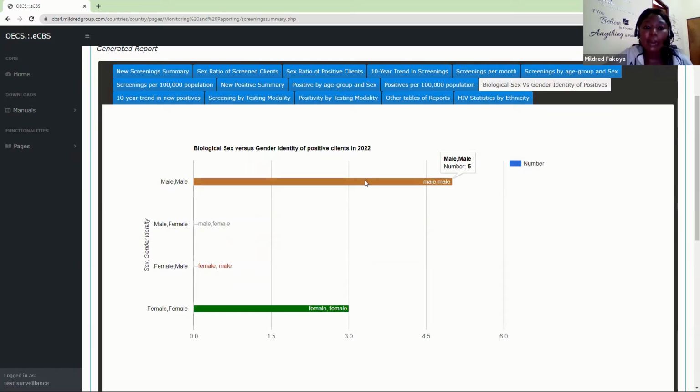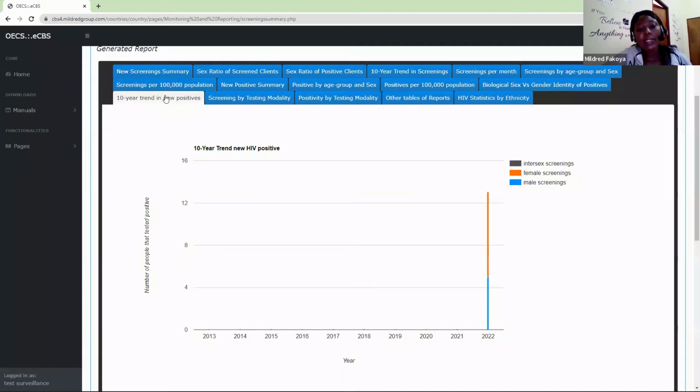So 5 of them who are positive were male and identify as male, and the females, 3 of them are females and identify as female. So if you have those who are male identifying as female or female identifying as male, you will have the figures plotted here. It gives you also the 10-year trend in new positives. So if you have data for the last 10 years, it's going to calculate the number of confirmed positives for the last 10 years, and it's going to give you the figures for each year.